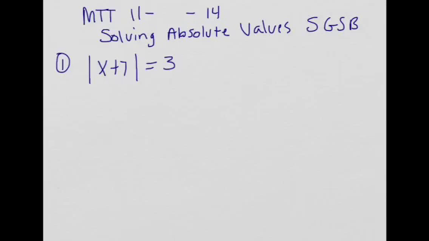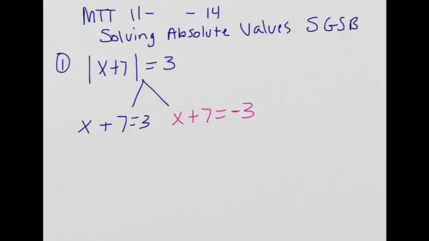Open up your MTT, and now we're going to solve, graph, and write set builder notation for absolute value equations and inequalities. So the first thing that we're going to do is change our absolute value equation into two equations that we can solve. So we're going to go ahead and break it down. We're going to copy it exactly the way it's written first. x plus 7 is equal to 3. And then we're going to do x plus 7 is equal to negative 3.